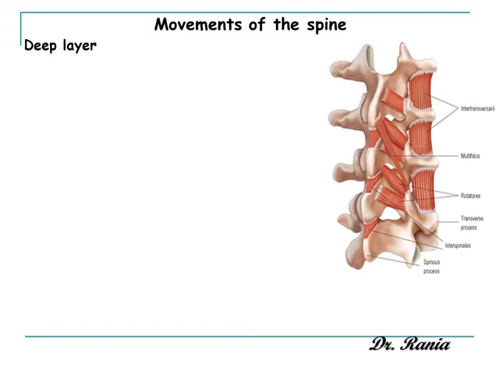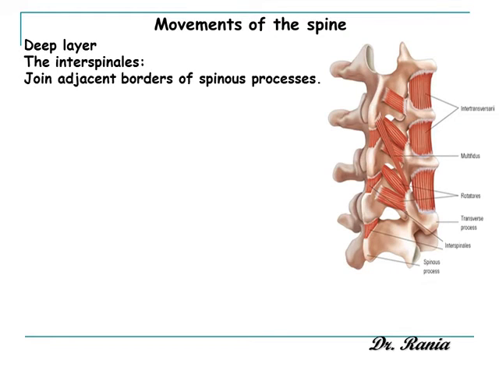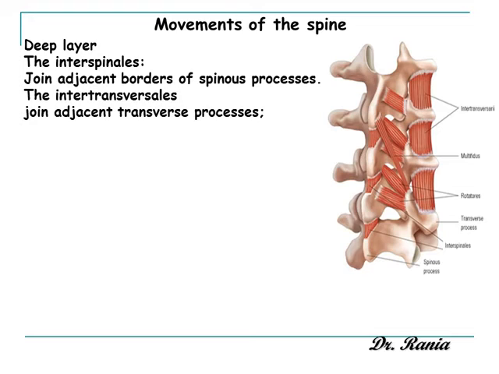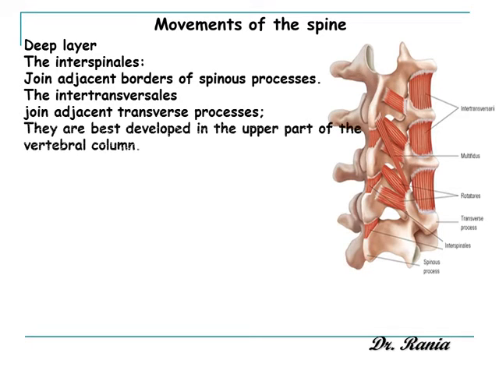The deepest layer is interspinalis and intertransversalis muscles. This is intertransversalis and this is interspinalis muscle. Interspinalis muscle joins the adjacent borders of the spinous processes. However, intertransversalis muscle joins the adjacent borders of the transverse processes. They are well developed in the upper part of the vertebral column.